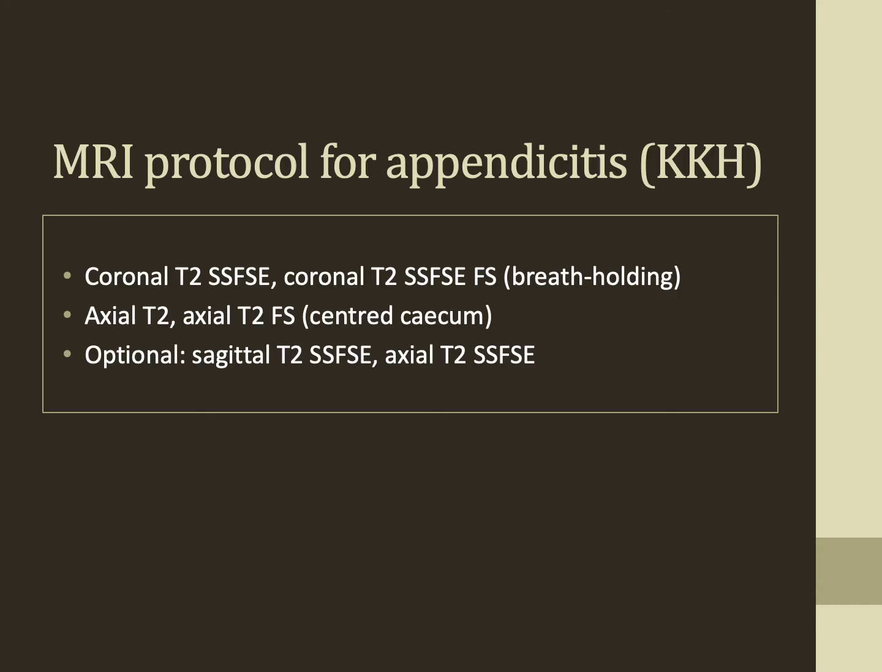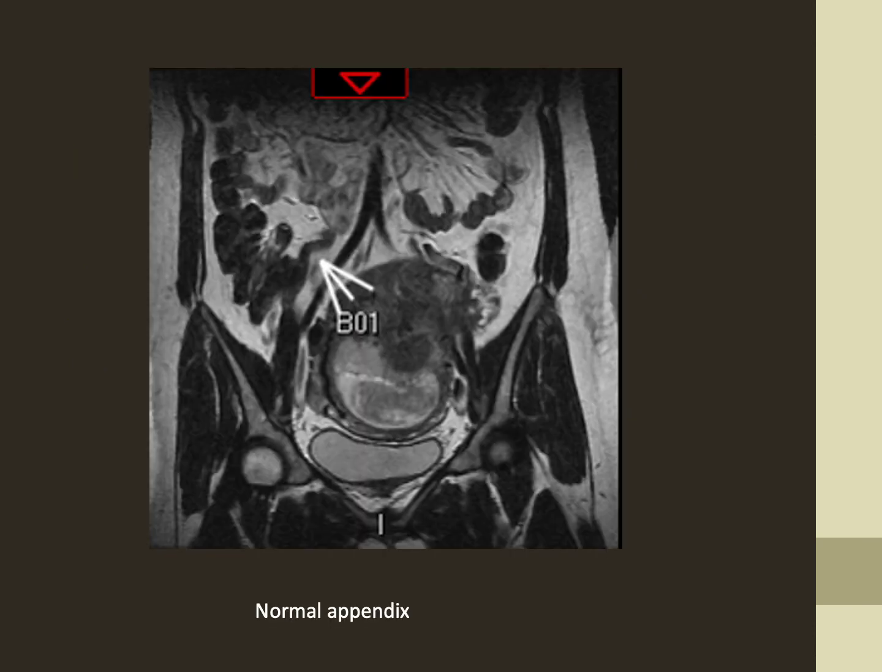This is our MRI protocol for appendicitis in KK Hospital. We have two basic imaging sequences, that is the coronal T2 images with and without breath holding of the whole abdomen. And then we perform a T2 axial sequence with and without fat saturation centered on the cecum. If necessary, we also add in the sagittal T2 images. This is a coronal T2 section of a normal appendix showing its normal low signal.